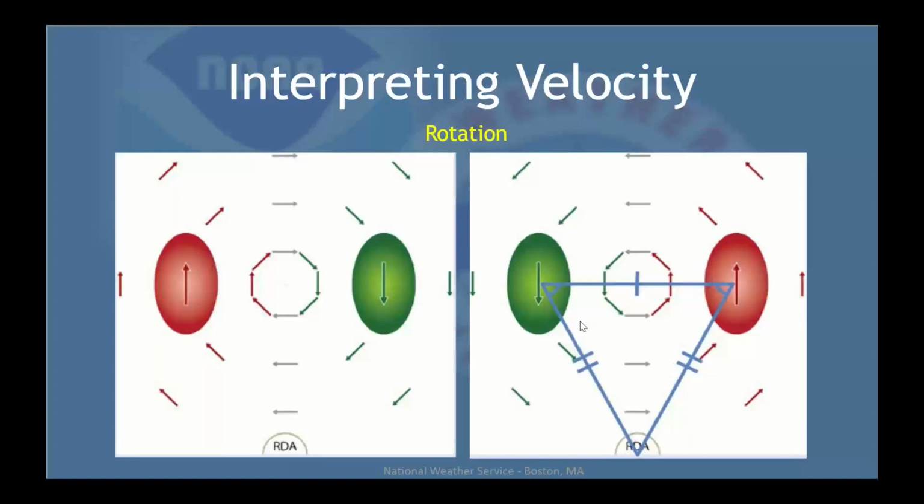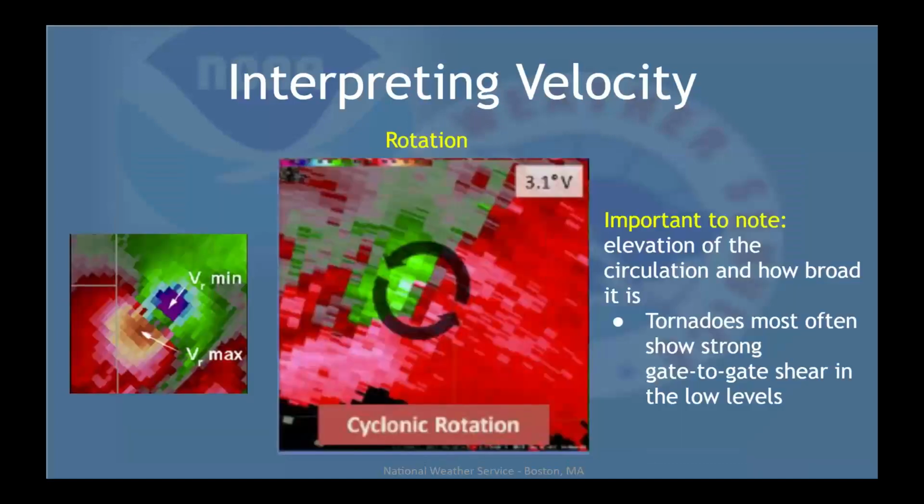I don't think I have examples in here, but just because you have a couplet doesn't mean it's rotation. You can have couplets that show convergence or divergence of winds as well, so winds coming together or diverging away from each other.